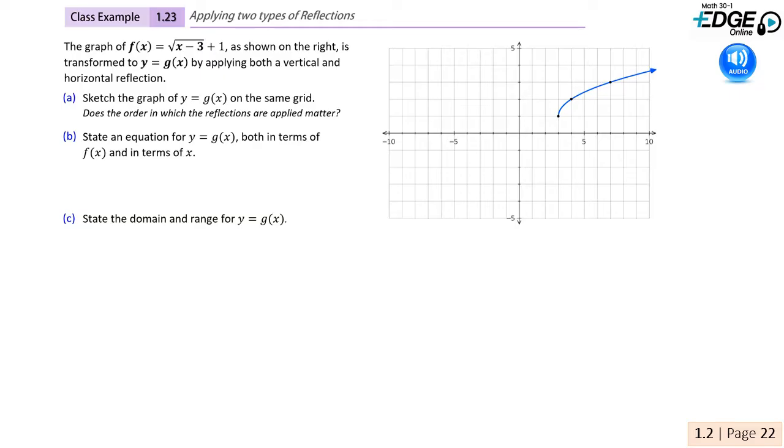So far, we've talked about reflections over the x-axis and reflections over the y-axis. In this next class example, we're going to apply each one to the graph of a radical function. Now, I want to look ahead to part A, where it's going to ask us whether it matters in which order we apply these reflections.